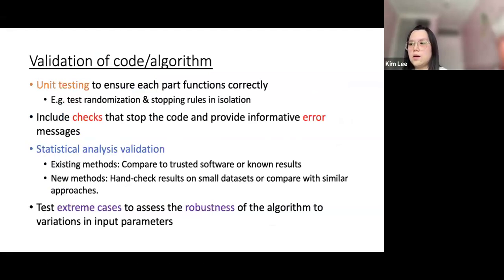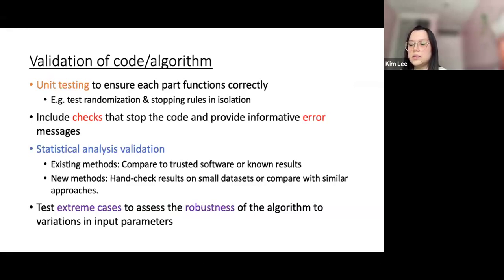Now, I want to comment on code validation. As mentioned, the pseudocode helps break the simulation code into multiple parts. After writing the simulation code, we can first do unit testing to ensure each part functions correctly. For example, we test the randomization and stopping rules in isolation. In between steps, we may include checks that stop the code and provide informative error messages.